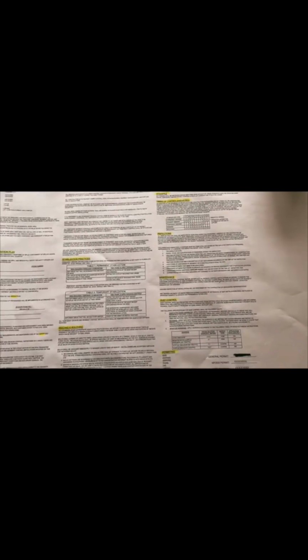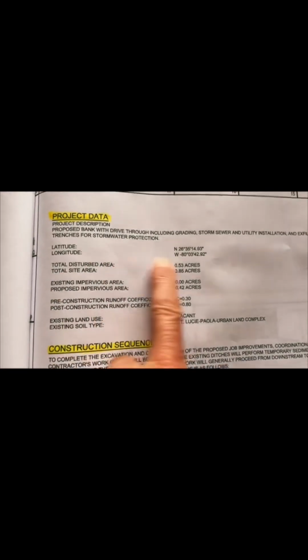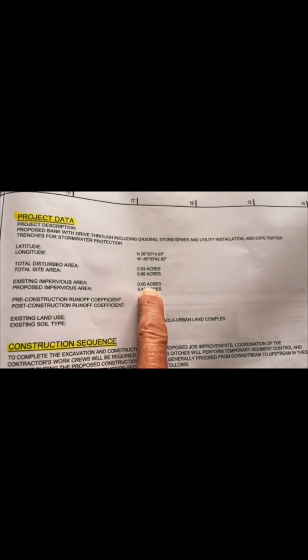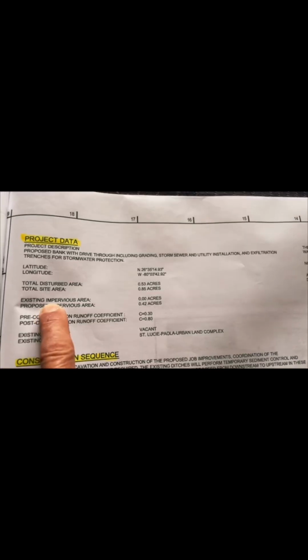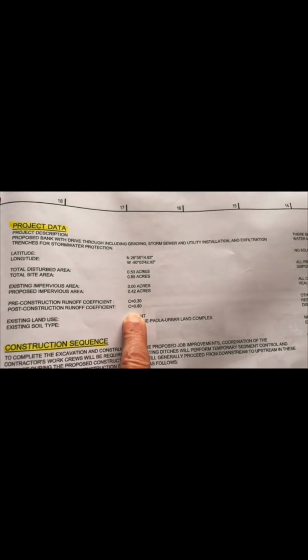So we're going to hit through these fairly quickly, get this in about a minute or so, and just so you understand what we're talking about and why. Project data basically talks about longitude, latitude, where it is, impervious, existing impervious area. The entire space is pervious. Pervious means the ability for water to percolate into the ground. Impervious means where it cannot, and the entire half an acre is pervious.